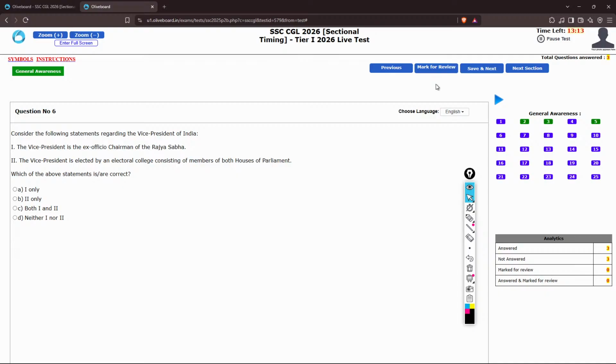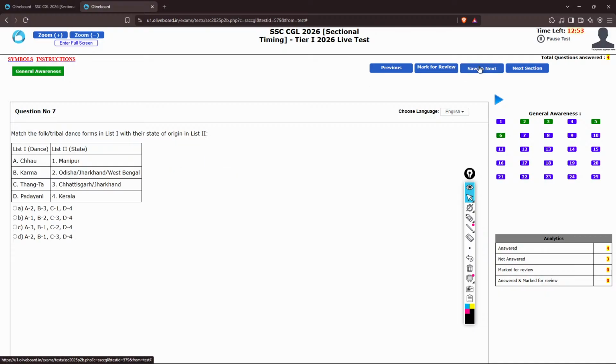Vice president is the ex officio chairman of Rajya Sabha. Yes, vice president is elected by an electoral college consisting of members of both houses of parliament. Yep. Chhau, Odisha, Jharkhand. So A is with two options. Okay. Hangta seems like a northeastern. So C with one in this option. So I'll go with it only.